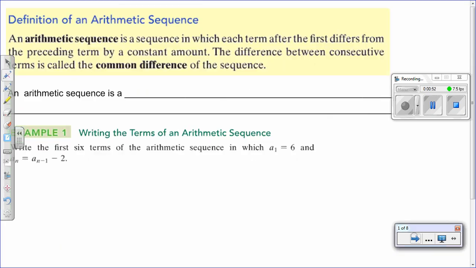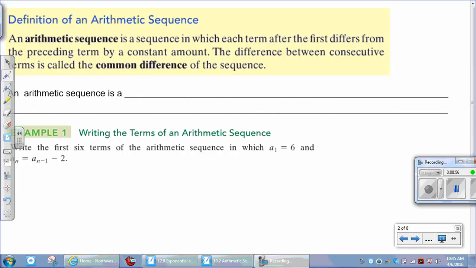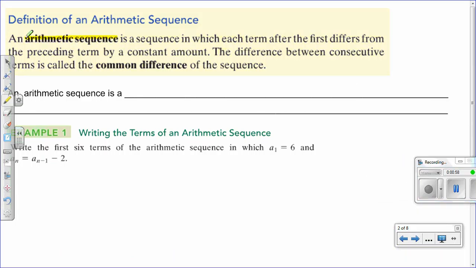So let's go ahead and look at the definition. An arithmetic sequence is a sequence in which each term after the first differs from the preceding term by a constant amount. So the first right there, it could tell you is different, right? So it will be either higher or lower, but it's going to be by a constant amount. So that's what I was telling you we will refer to as the common difference.